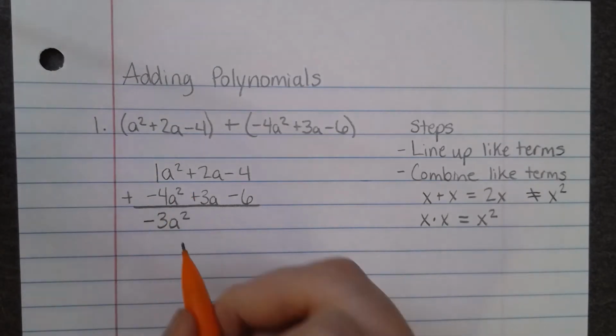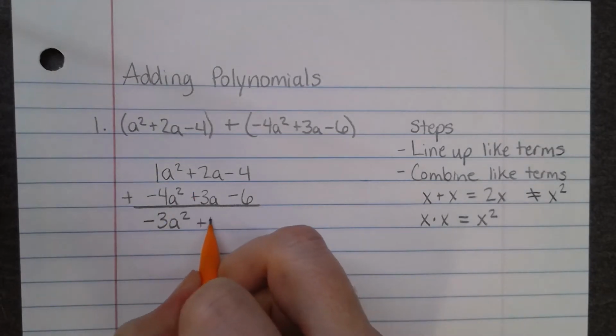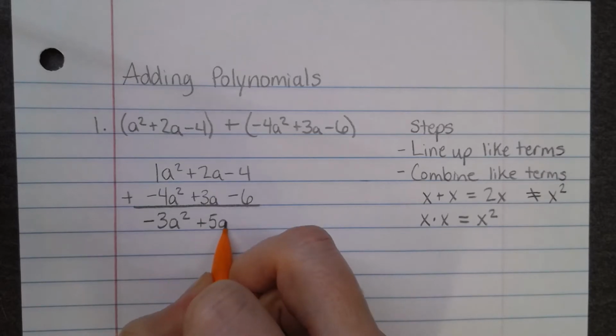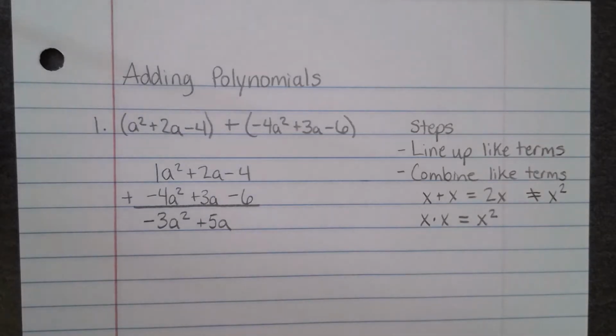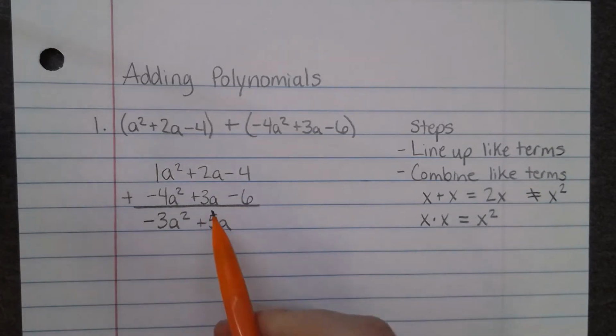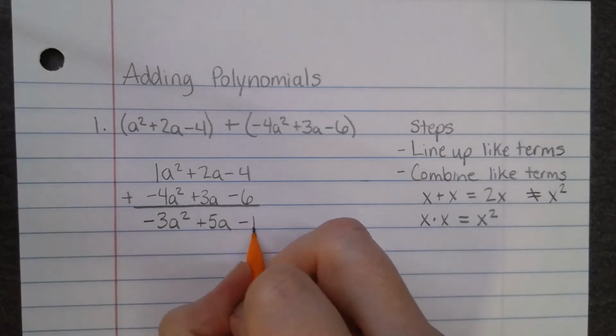2 plus 3 is 5, and of course a, because when we combine those like terms, our answer is that like term. It's still an a term. And then negative 4 plus negative 6 gives us negative 10.